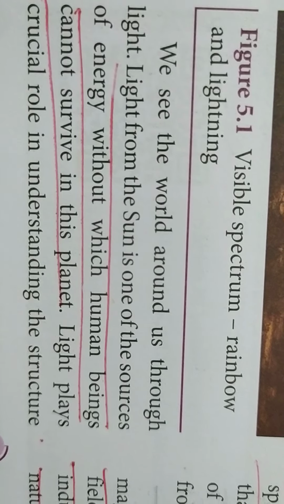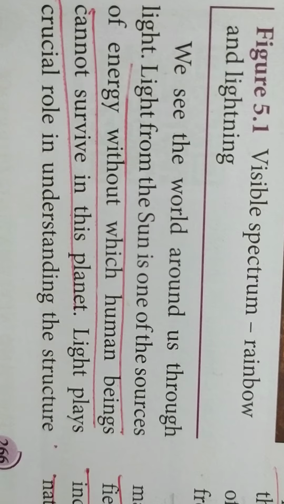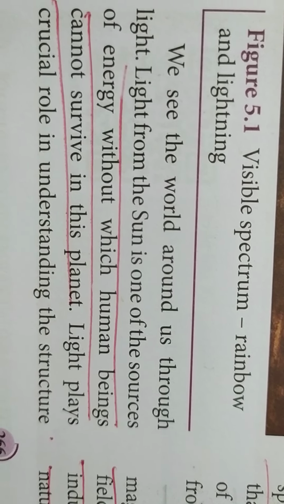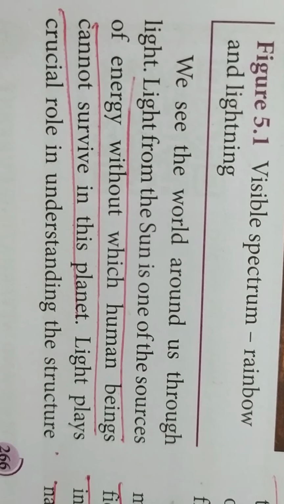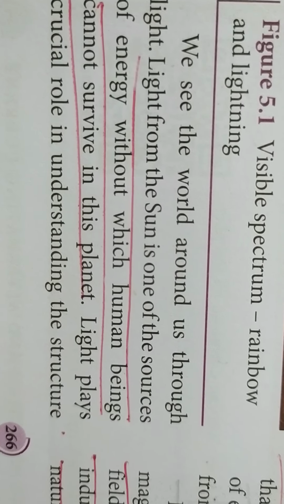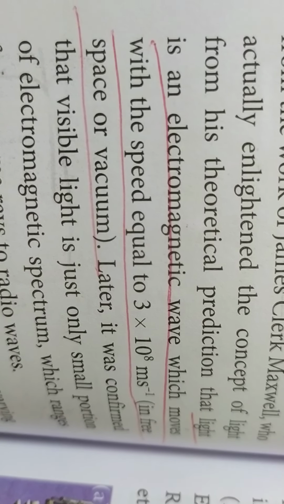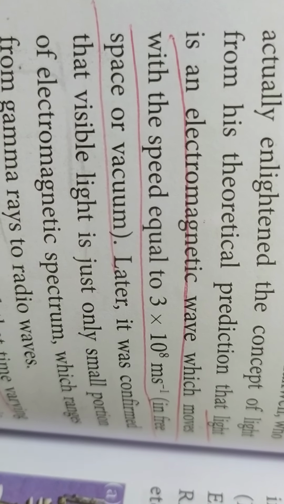When you see light from the sun, it is one of the sources of energy without which human beings cannot survive on this planet. The first example for electromagnetic waves we shall take from the known one, that is light. Without light we cannot survive in the world, and without light we cannot even see the objects. Light is an electromagnetic wave which moves with a speed equal to 3 into 10 power 8 ms power minus 1 in space or vacuum.